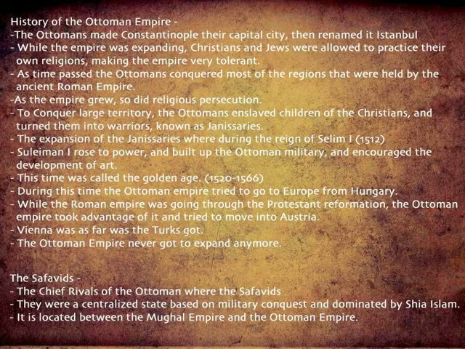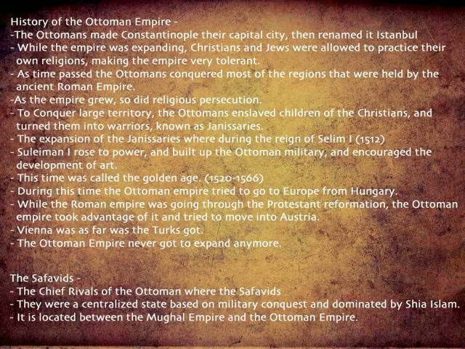During this time, the Ottoman Empire tried to go to Europe from Hungary. While the Roman Empire was going through the Protestant Reformation, the Ottoman Empire took advantage of it and tried to move to Austria. Vienna was as far as the Turks got. The Ottoman Empire never got to expand anymore.